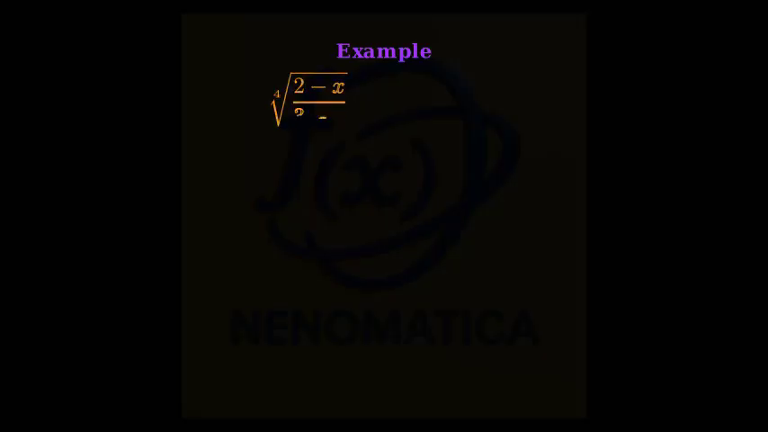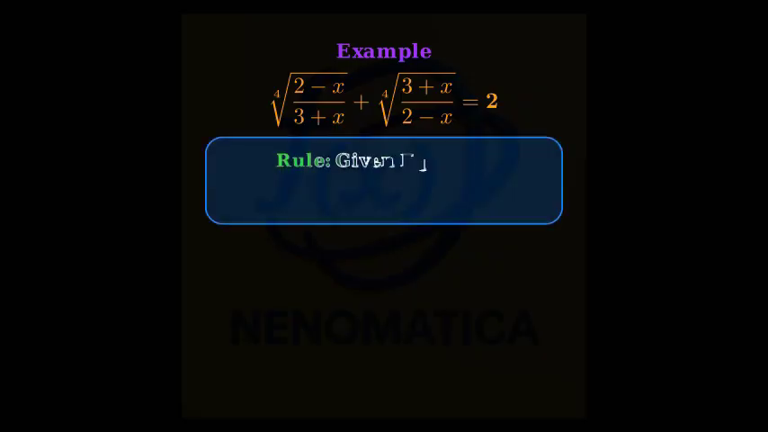Example: we will solve this radical equation step by step, exactly following the algorithm shown. The fourth roots are reciprocals. Apply the AM-GM inequality, reach equality, and then solve for x and verify. Step 1. Define a substitution and analyze the structure. We denote a equals the fourth root of open parenthesis 2 minus x over 3 plus x close parenthesis. These two radicands are reciprocals, so the second fourth root equals 1 over a.